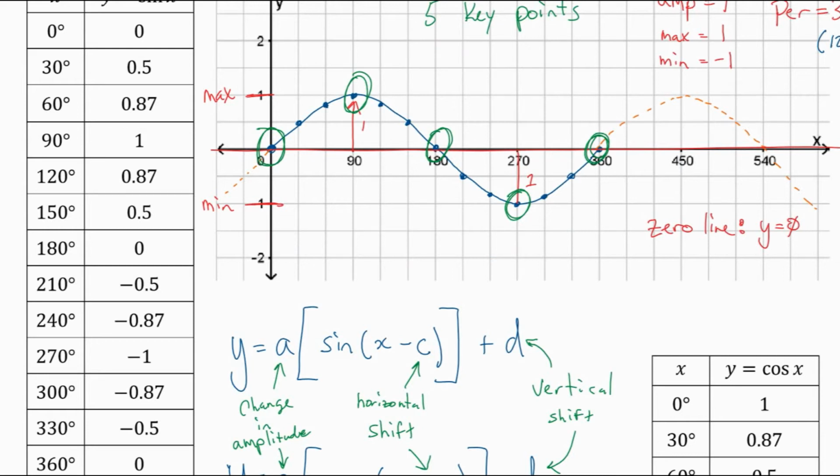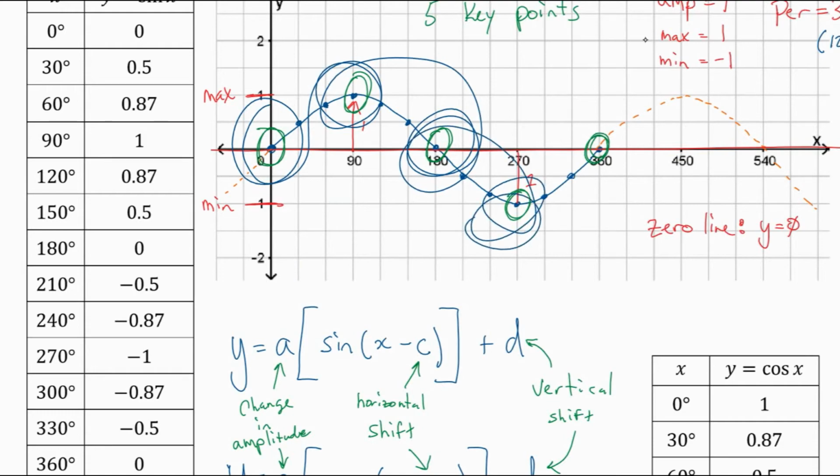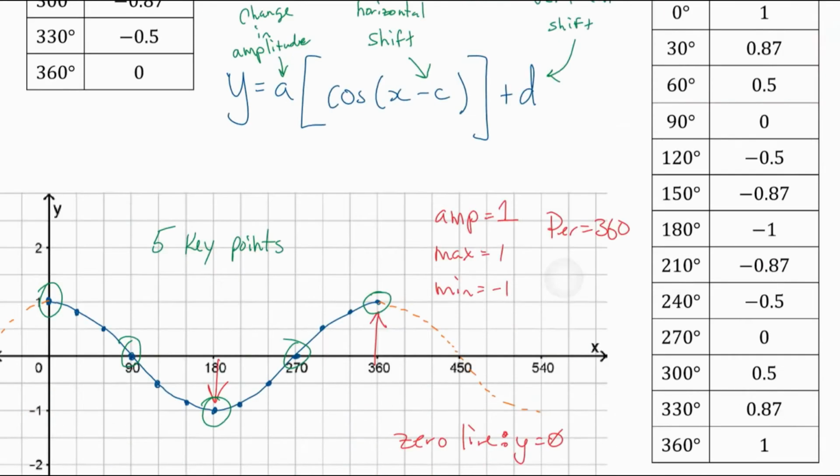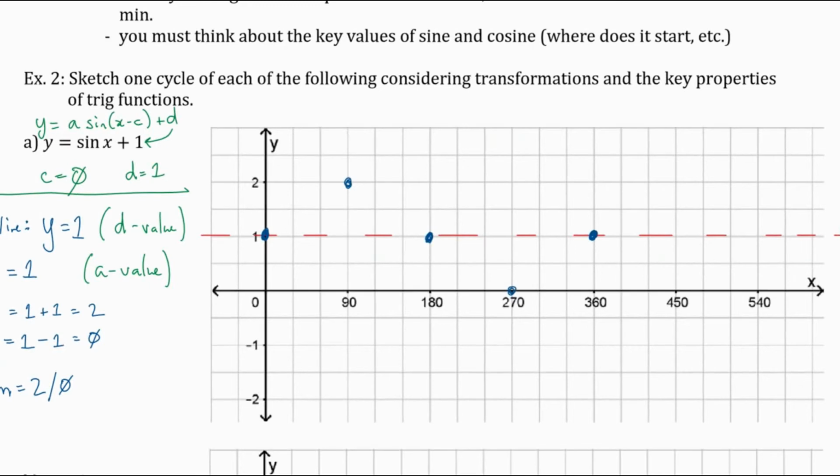So now I have graphed my 5 key points. Notice that they're very similar to this graph. I started at the 0 line, then I went to the max, then I went back to the 0 line, then I went to the min, and so on, right? And I did the same thing here. And so now I'm going to connect those points with a smooth curve.